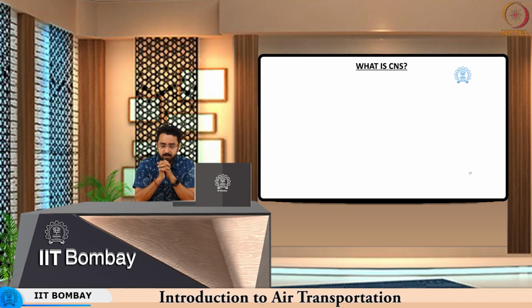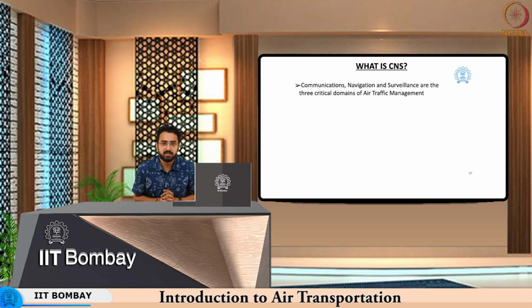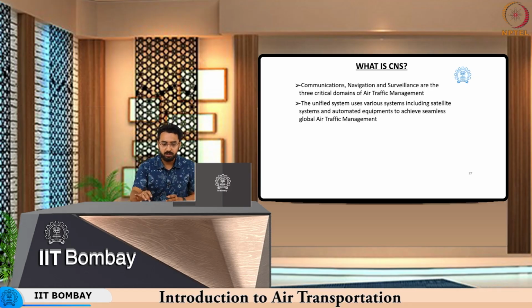termed as CNS. Now, we need to understand why the transition from understanding the three systems separately to understanding them in a more integrated manner is necessary. This will be covered in the series of presentations that follow from here onwards. So, what is CNS? CNS is an integrated form of the three systems that relate to ATM, that is communication, navigation and surveillance.